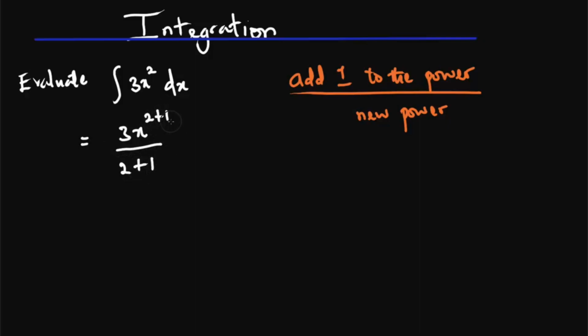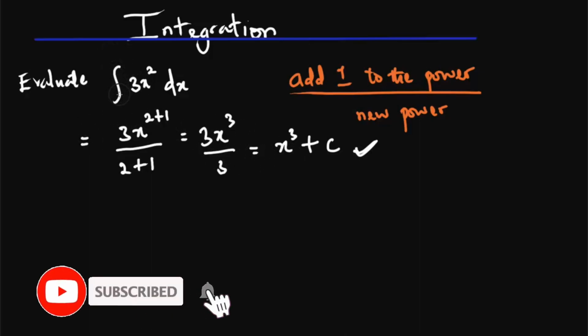The new power is 2 plus 1. So we're going to have 3x to the power 3 divided by 3, and this is equal to x cubed. Now, whenever we are integrating, we have to add plus c. Why are we adding plus c? I'm going to explain during the course of the video. So this is simply how you solve this problem.